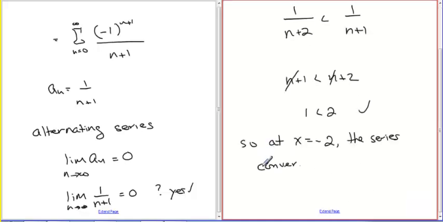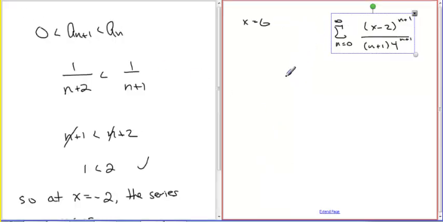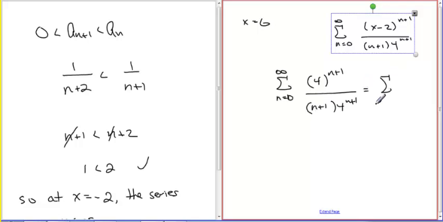And then we go to the other side. Actually, we go from n equals 0 to infinity. And when you let x equals 6, you get 6 minus 2, which is 4. And you see these cancel out, so we end up with the series 1 over n plus 1.